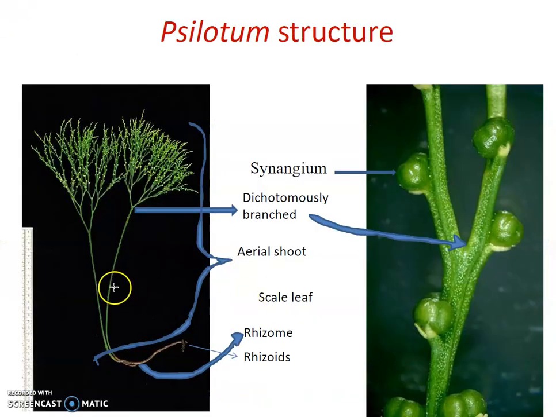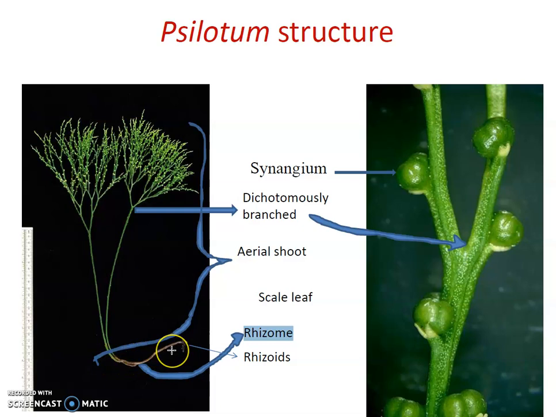Structure of the plant. The plant is divided into two parts. One is the aerial shoot, and another one is the rhizome. This is the main body of the plant. The aerial shoot is the uppermost part of the plant, and the rhizome is the underground part of the plant.